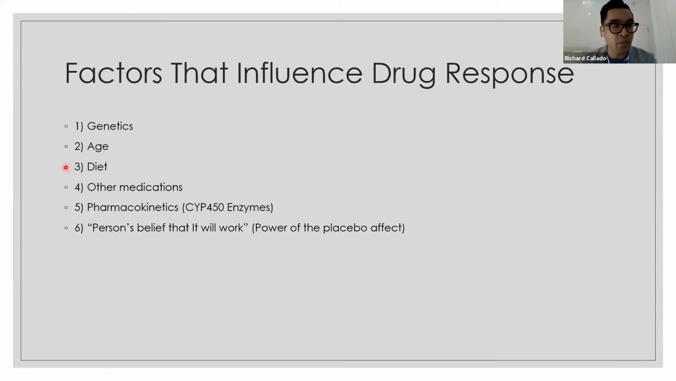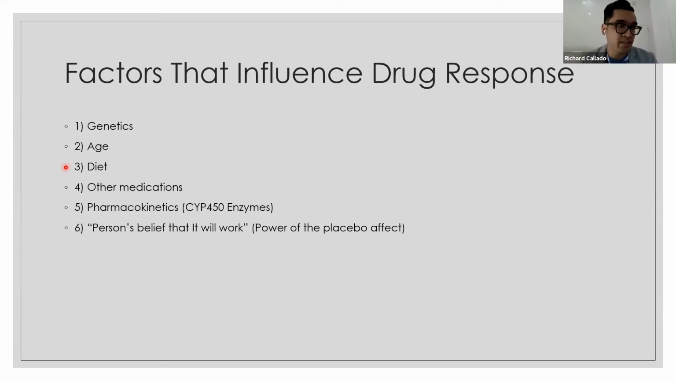Does anyone know what grapefruit juice does? If you drink grapefruit juice, what does it do to your medications? Do you think it increases the level of your meds, or does it drop? Yes, it actually increases the amount of medication that you take, right?